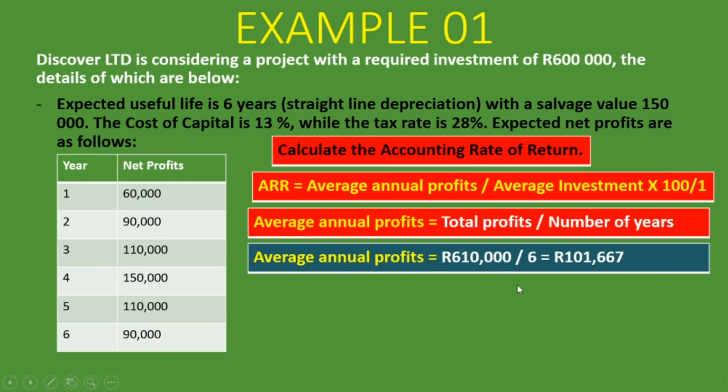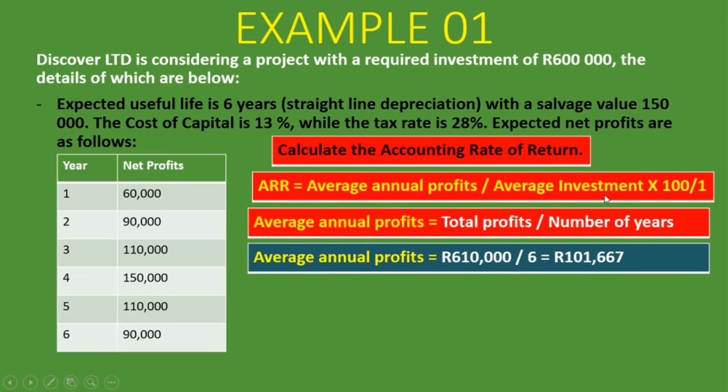All of them come up to 610,000 rand, and I'll divide that by 6, and it gives me an average annual profit of 101,667 rand. So we have 101,667 rand as the average annual profits. Now let's look for our denominator, which is the average investment.